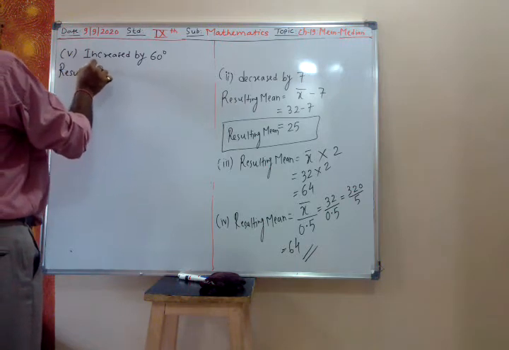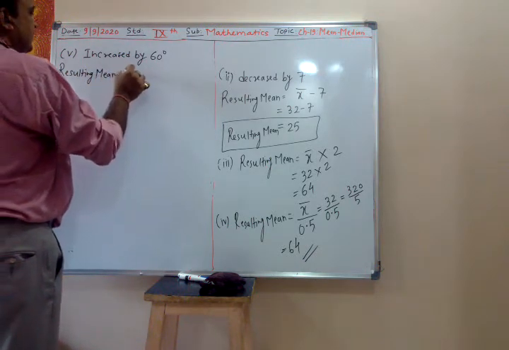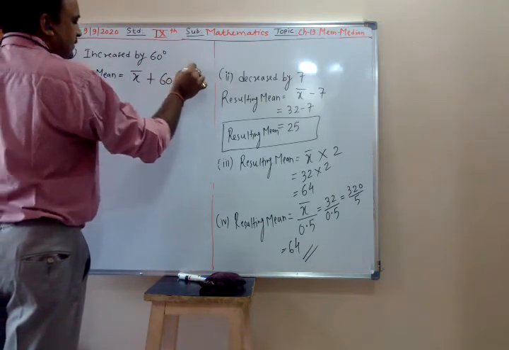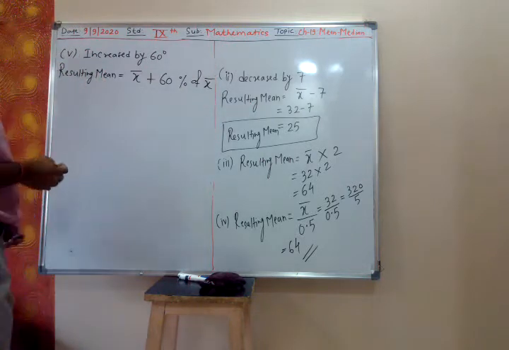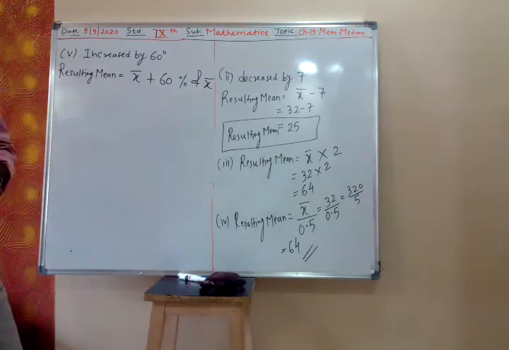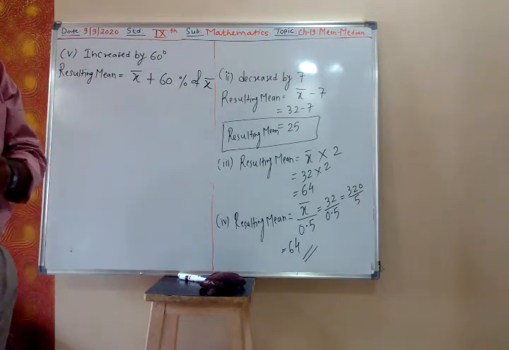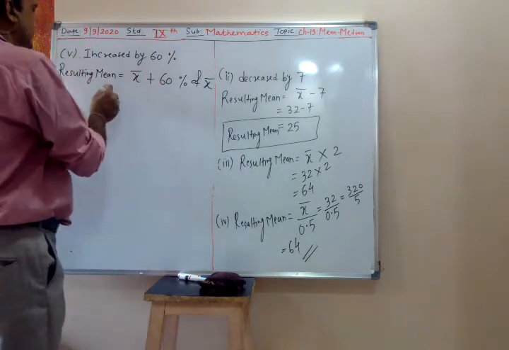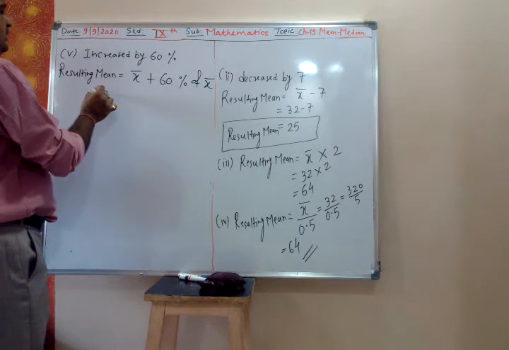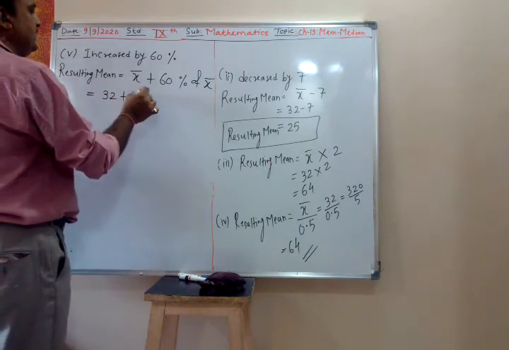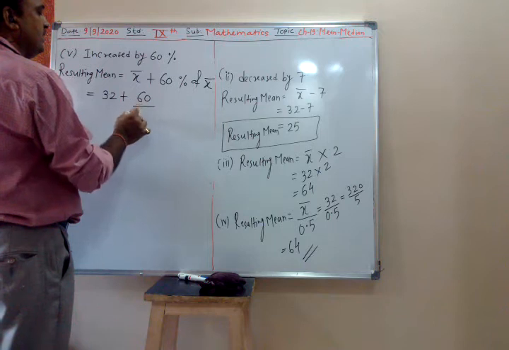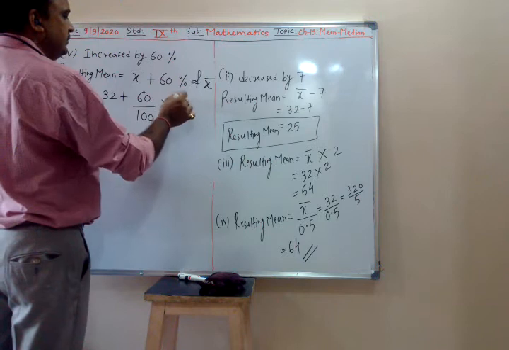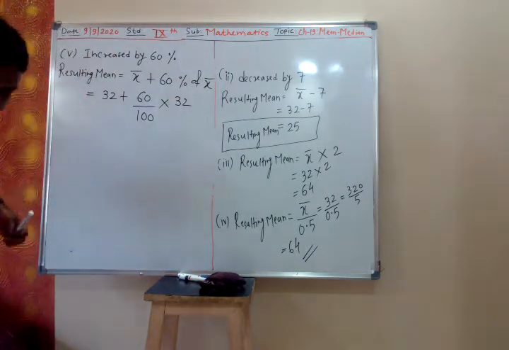Resulting mean will be x bar plus 60% of x bar. Increase by 60%. Okay. So x bar is mean value. So that is 32 plus 60%. 60% means 60 upon 100. Of means multiplication of x bar. X bar is 32. Now let us simplify.